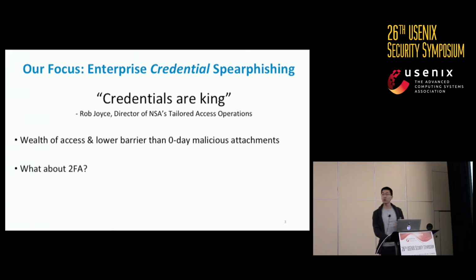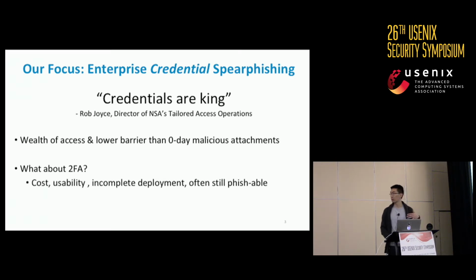Now, you might think, what about two-factor authentication? Right? And I think the community has done a terrific job with 2FA, but I think we need to acknowledge that there are a number of challenges and hurdles before it's seen widespread adoption. We all know there are cost problems, usability problems, so it has incomplete deployment. And as a result, many 2FA solutions today are often still phishable. If you use an app or a text message, the attacker can just ask for that 2FA code right after they phish your credentials.